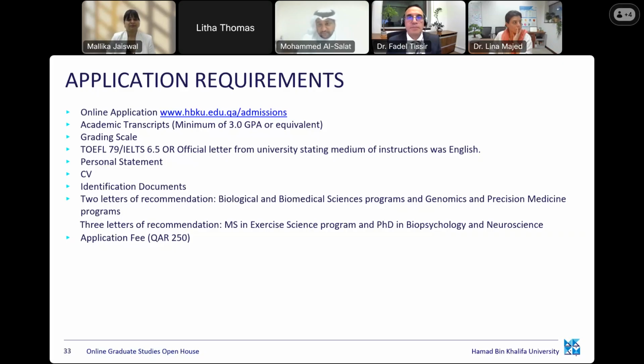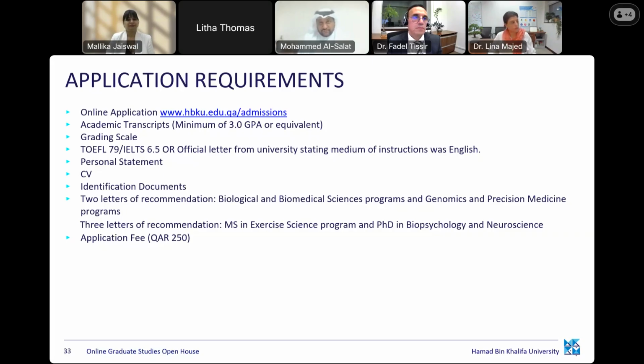A personal statement, about a page and a half, where you talk about yourself, talk about your aspirations, why you're interested in the program, and so on. An updated CV, the identification documents, which include passports, and for residents and Qatari nationals, the QID and the passport. 2 letters of recommendation for the programs of biological and biomedical sciences and genomics and precision medicine. 3 letters of recommendation for the MS in exercise science program and the PhD in biopsychology and neuroscience.